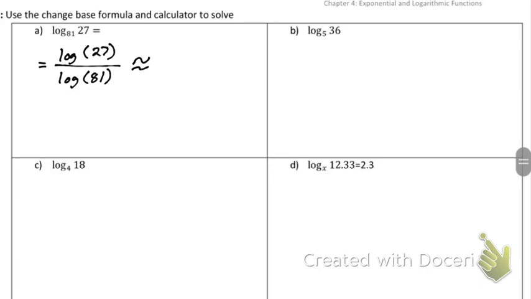And that should come out to about, and correct me if I'm wrong, because you should be doing this along with me, 0.75, or I'm just going to put 3 over 4. So it's exactly 3 over 4. I can put an equal sign, or you can put 0.75.